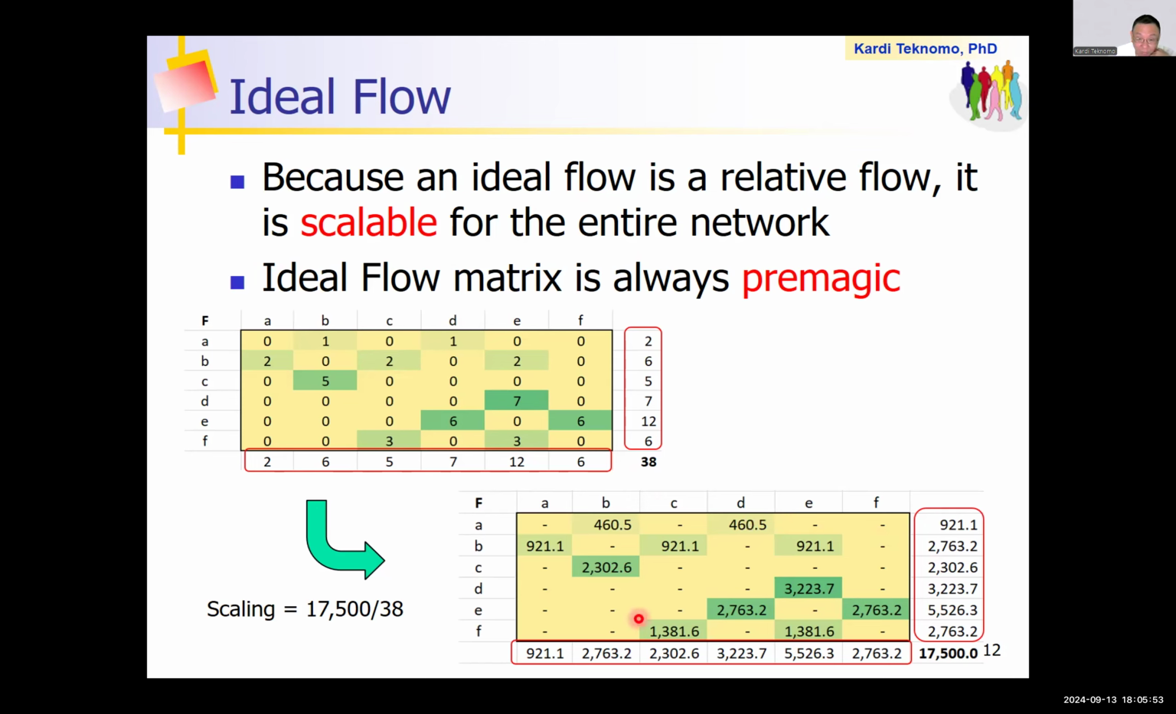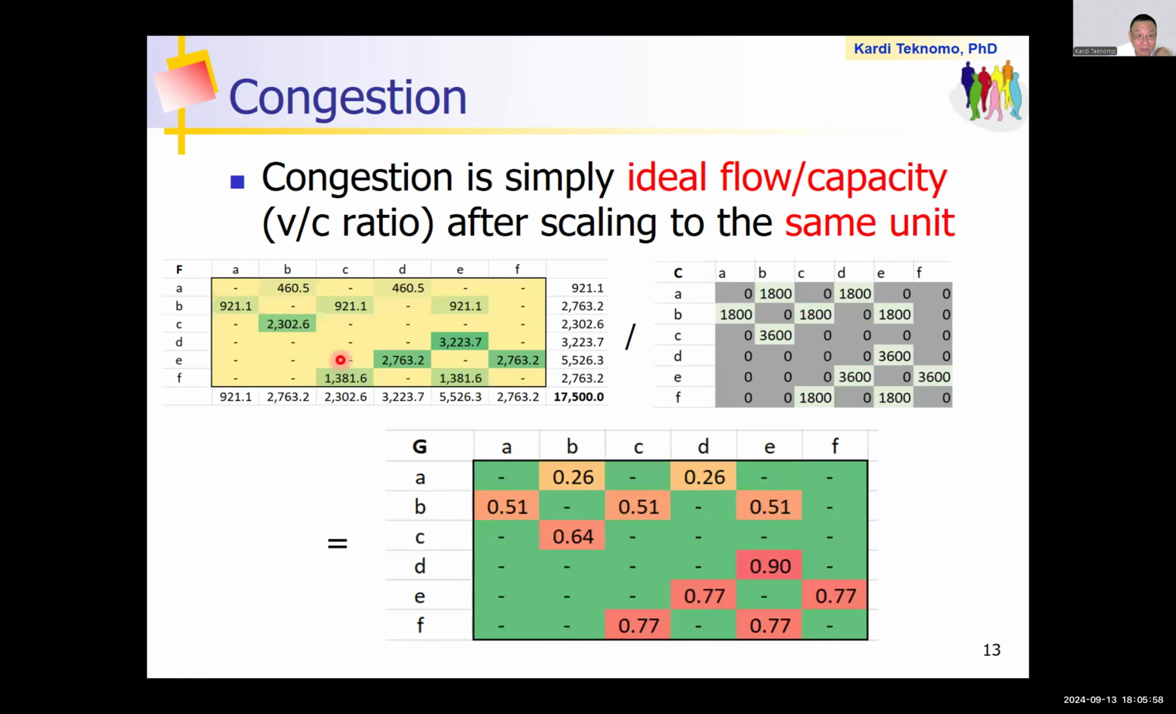Once you have the flow in the real world, all you need to do is divide by the capacity. But remember you need to use the same unit. You cannot divide by the number of lanes because the flow in the real world is PCU per hour. So the capacity must also be PCU per hour. In that case, you get the VC ratio, or the congestion. Congestion is just the flow divided by the capacity. So you get this value. Because you said earlier the maximum congestion is 0.9, so you get that.